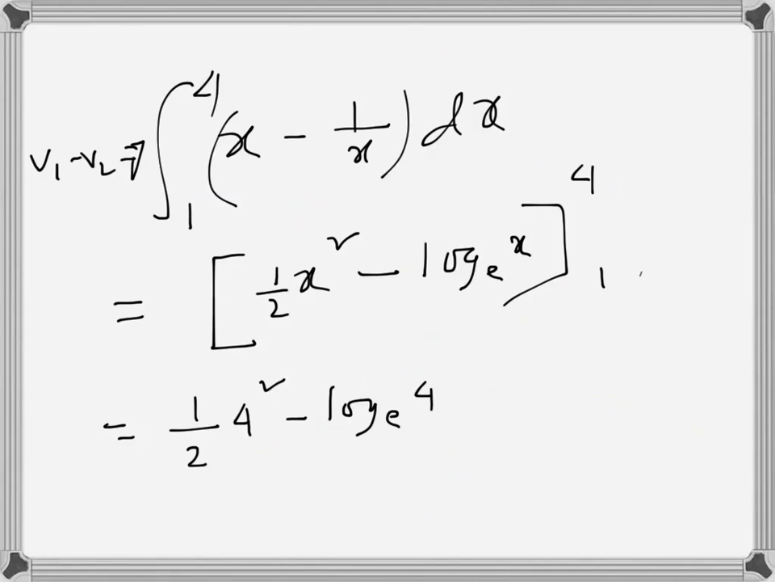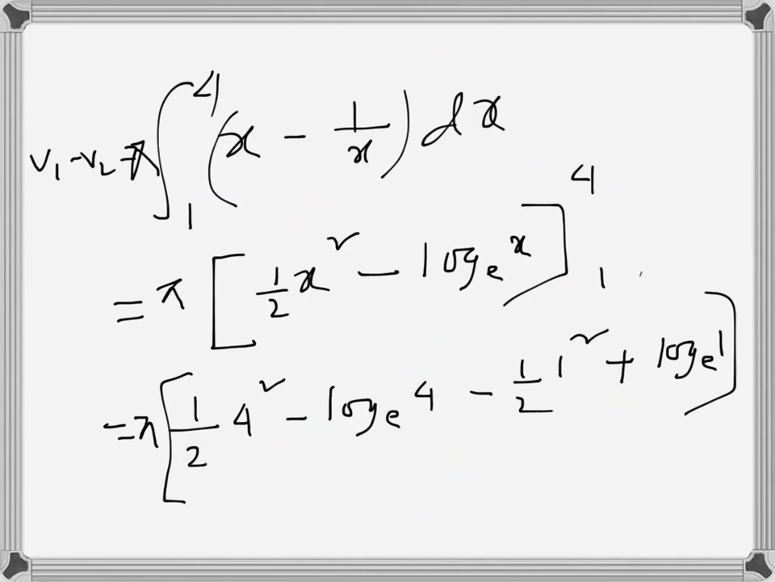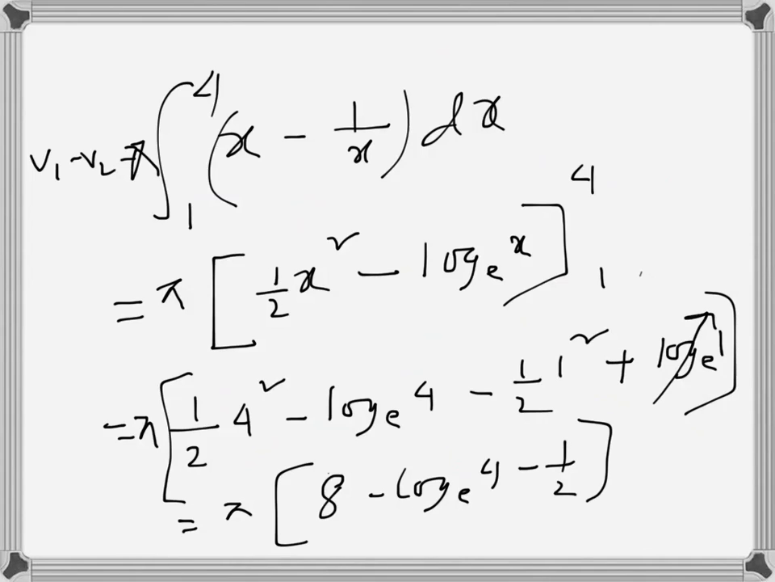Of course there is this pi, I forgot that pi there, so pi is there, and then negative half 1 square, and this one will become plus now, log e 1. So just substituting the values in. So this is 4 square, so this is 16, so 8 here, minus log e 4 minus half there, and log e 1, this one is 0, so that's there.